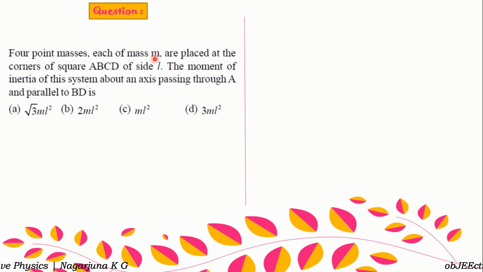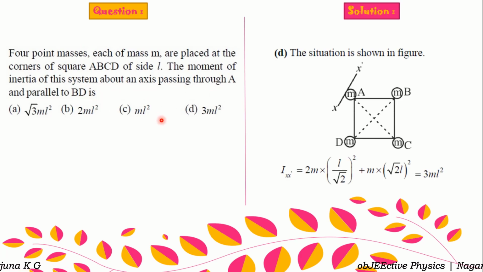4 point masses each of mass m are placed at the corners of square ABCD of side L. The moment of inertia of this system about an axis passing through A and parallel to BD is. Observe the solution. The situation is shown in figure.